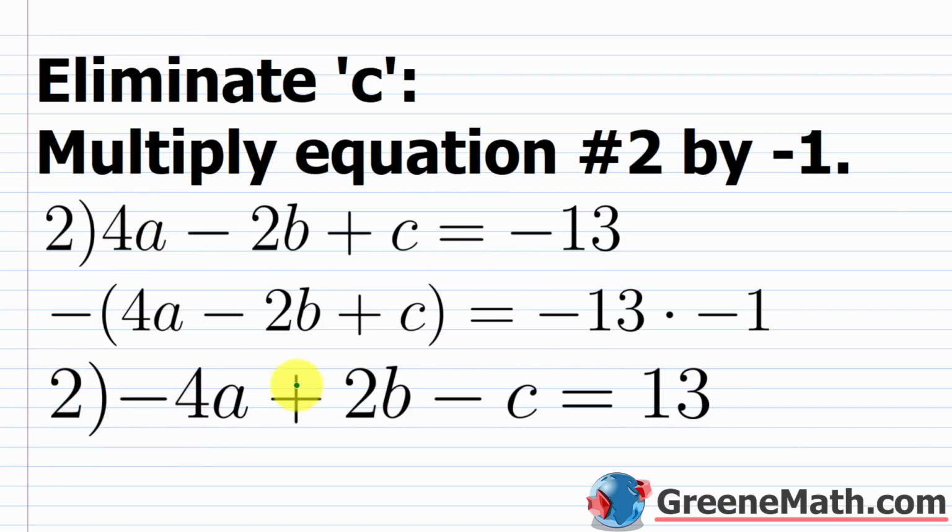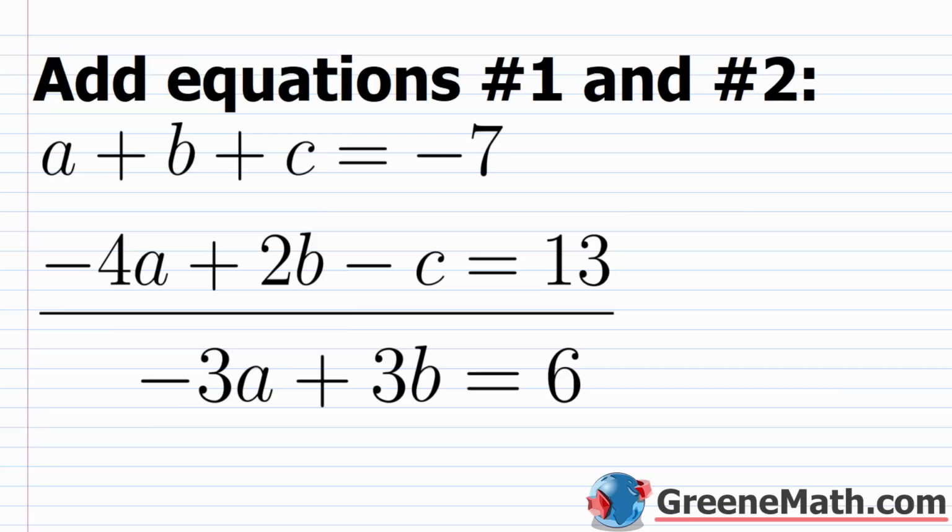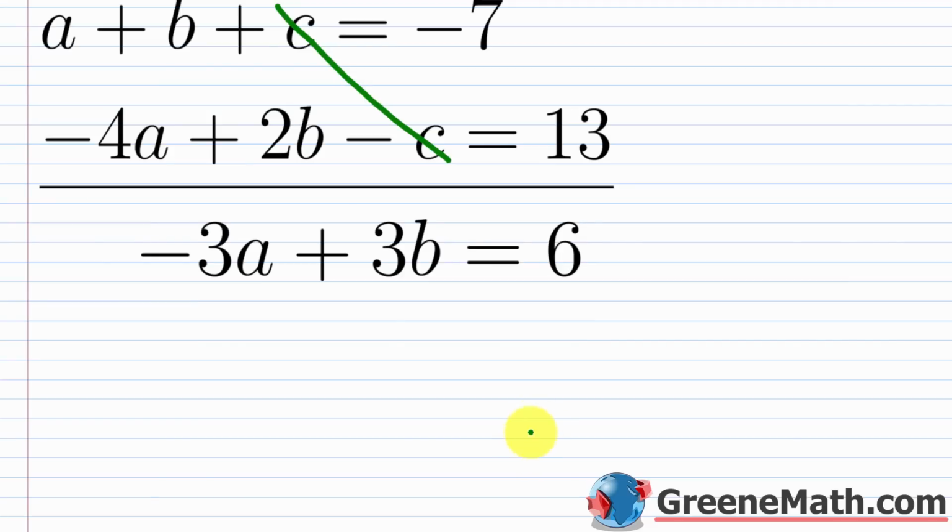So for equation number 2, when we multiply both sides by -1, we generate this modified form of equation 2. We get -4a plus 2b minus c is equal to 13. Then we can add equations number 1 and number 2. So if we do a plus -4a, that's going to be -3a. If we do b plus 2b, that's going to be 3b. And then, of course, if we do c minus c, that's going to cancel. And then on the right side of the equal sign, you have -7 plus 13, that's going to be 6. If you have the opportunity to simplify, I would do it. So I would divide everything here by 3.